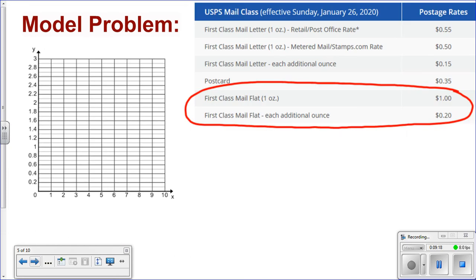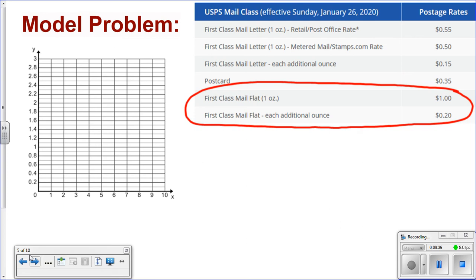Let's try it again. So these are the U.S. Postal Service prices, and we're not actually going to deal with letters because we already did that in an earlier problem. So what we're going to deal with is your first class packages, basically your mail.